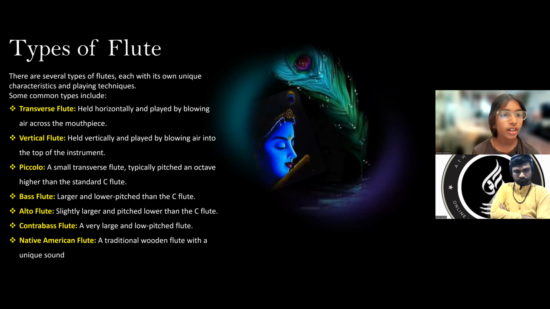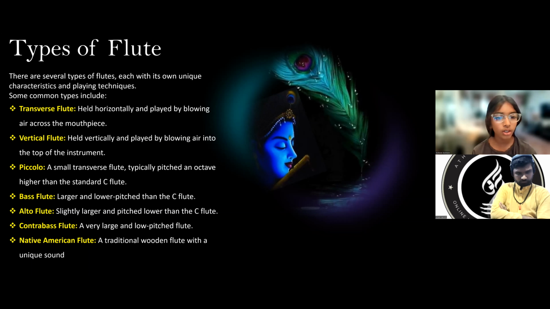Types of flutes. There are several types of flutes, each with its own unique characteristics and playing techniques. Some common types include the transverse flute, held horizontally and played by blowing air across the mouthpiece. Vertical flute, held vertically and played by blowing air into the top of the instrument. Piccolo, a small transverse flute typically pitched an octave higher than the standard C flute.